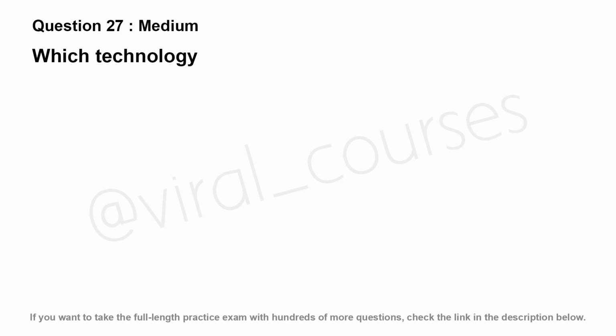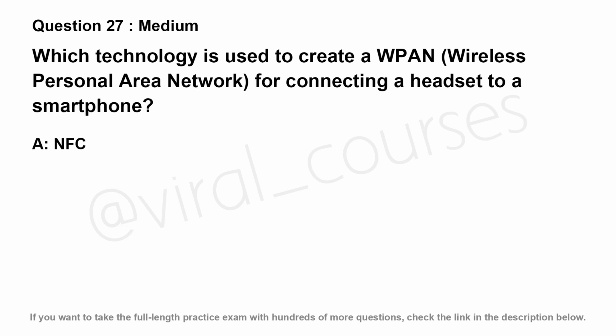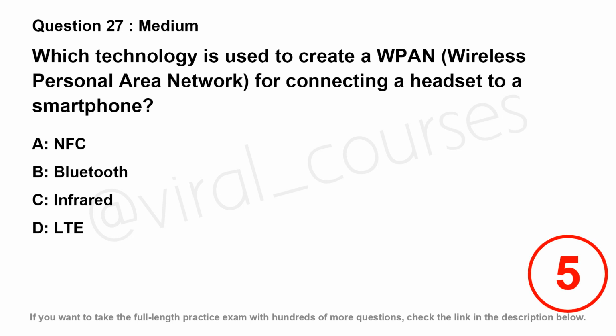Which technology is used to create a WPAN, wireless personal area network, for connecting a headset to a smartphone? Option A, NFC. Option B, Bluetooth. Option C, infrared. Option D, LTE.